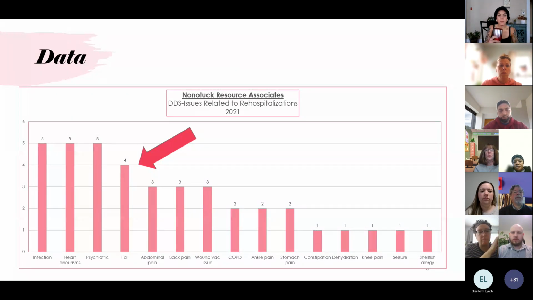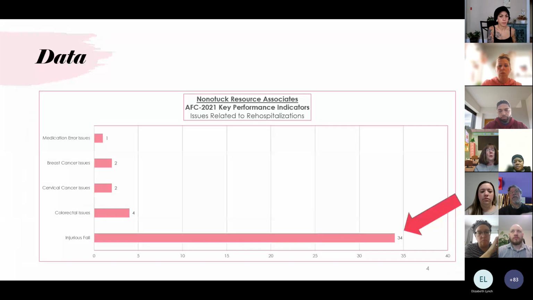I thought that was interesting. And then we started taking a look at AFC data, and the highest repeated issue regarding hospitalizations for people with our AFC services had something to do with falls. Now, falls didn't necessarily cause the hospitalization, but there was a hospitalization, and within that hospitalization process, somebody fell. Sometimes the falls cause the hospitalization. Sometimes maybe they have a seizure and fall, those types of things, but falls were involved.